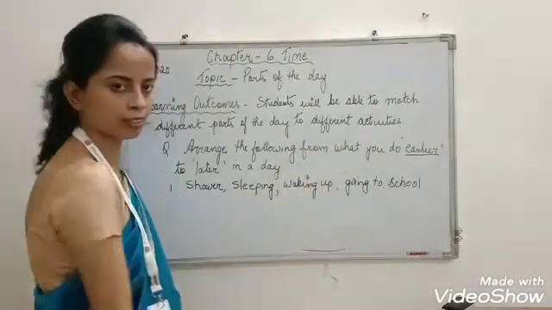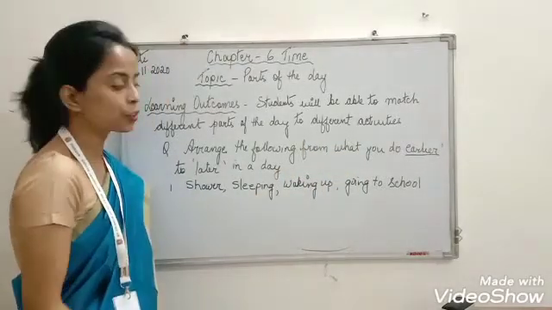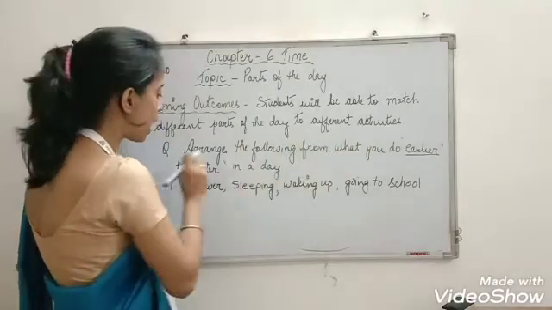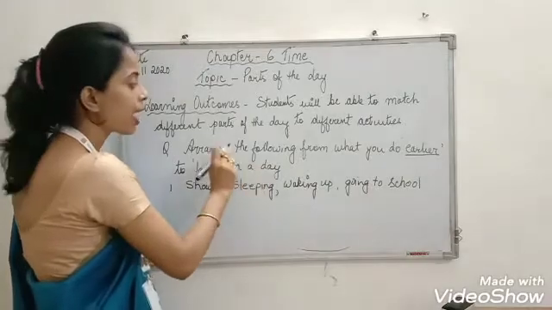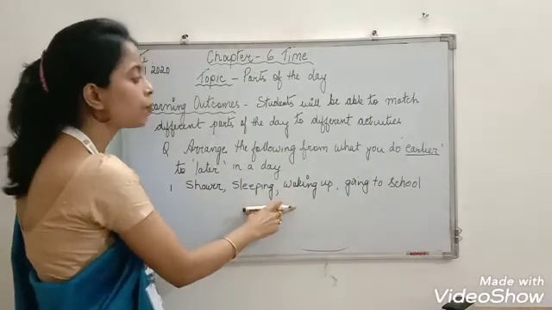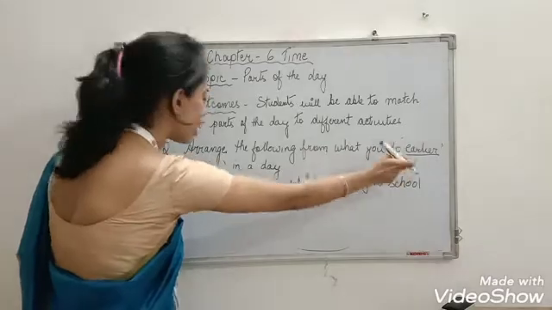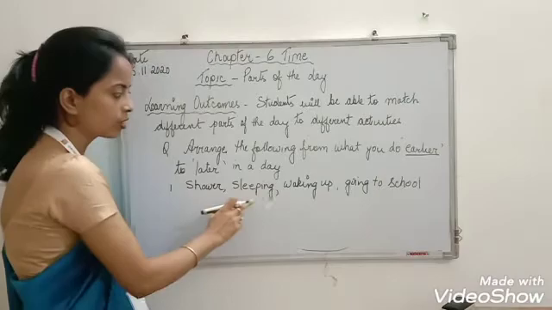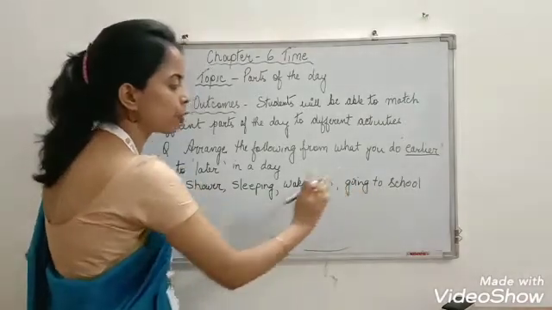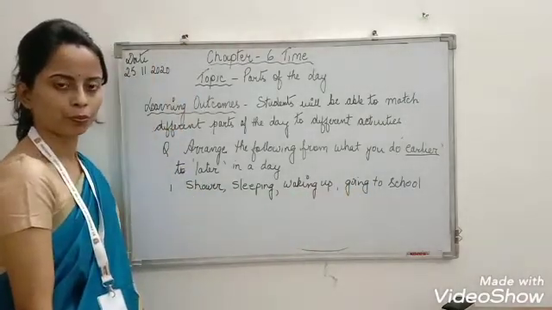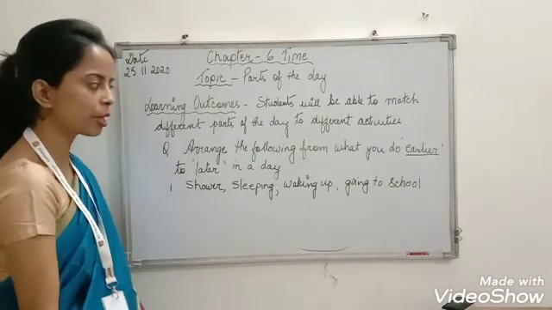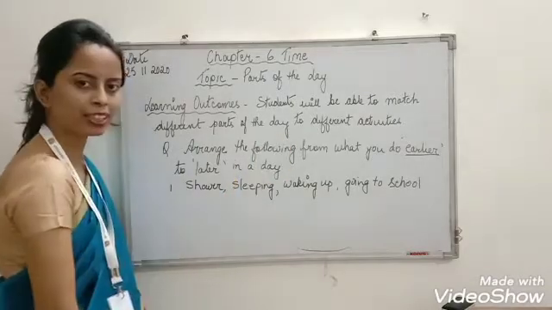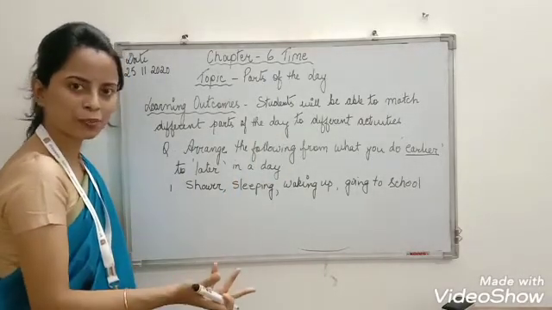You arrange these activities. How are you going to arrange? It is already given in the question: from what you do earlier to later in a day. Arrange the following means arrange these activities from earlier to later in a day. So the activities are shower, sleeping, waking up, going to school. From earlier to later you arrange it. I have explained it to you.